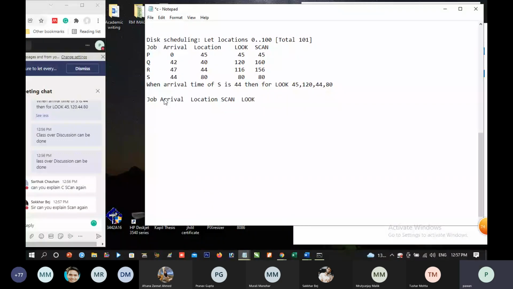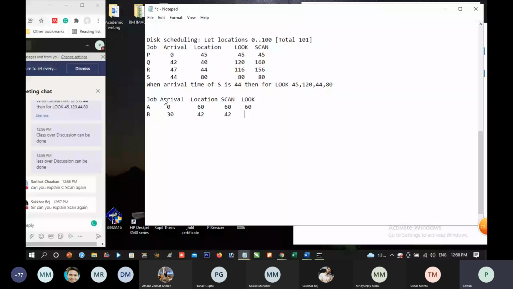Job is A. It arrives at time t equal to 0. Is it towards the location 60? In scan and circle, look, both it will be served at 60. No doubt about it. Now, job B, it will be arriving at time t equal to 30. It is at the location 42. In both of them, it will be served at 42.